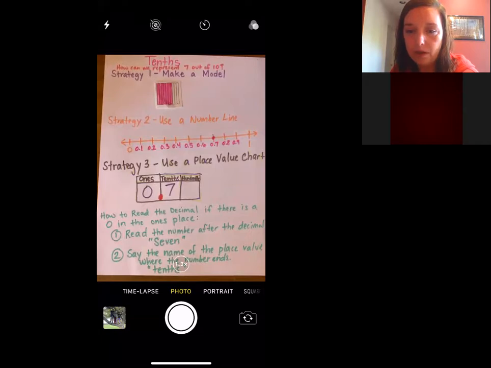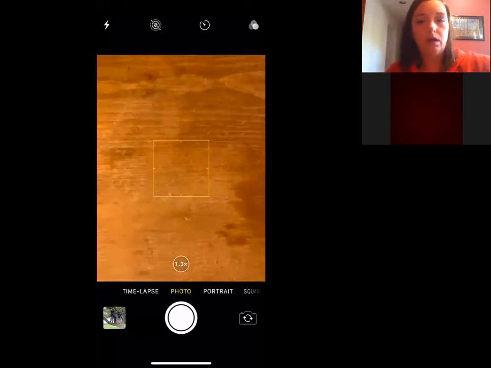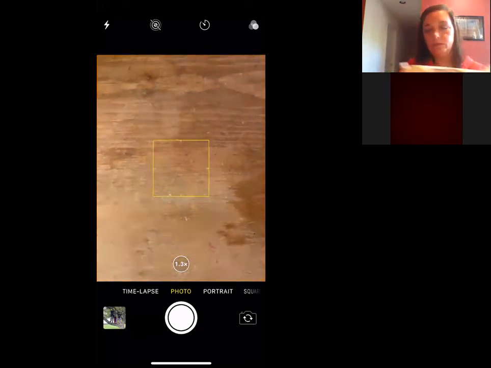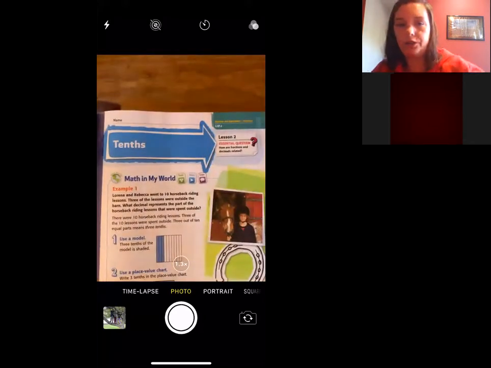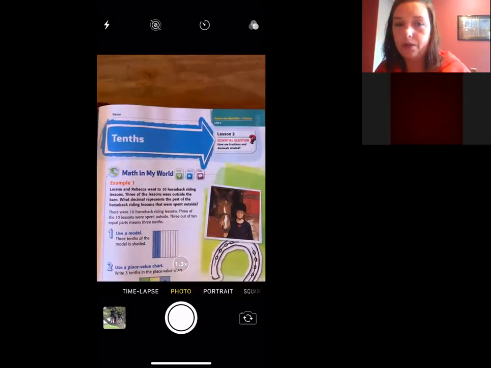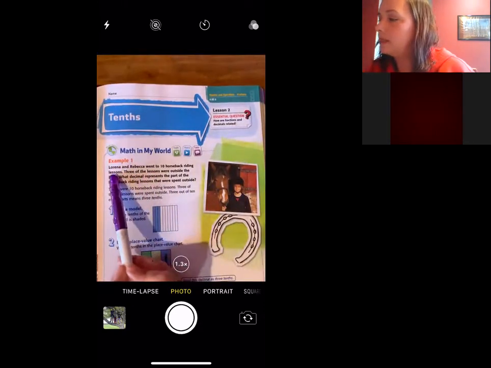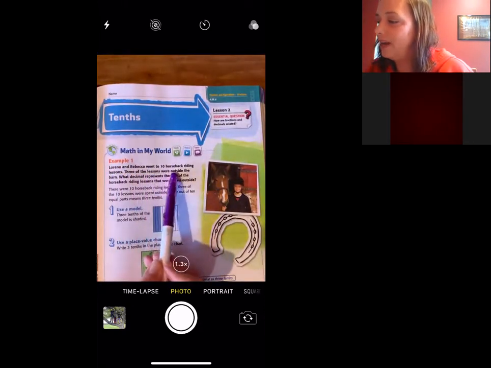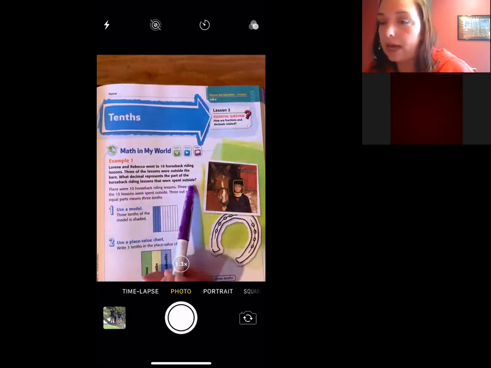Now I want to show you our actual bookwork. Here is the page that we're going to be working on. Tenths. Example 1 says: Lorena and Rebecca went to 10 horseback riding lessons. 3 of the lessons were outside the barn. What decimal represents the part of the horseback riding lessons that were spent outside?